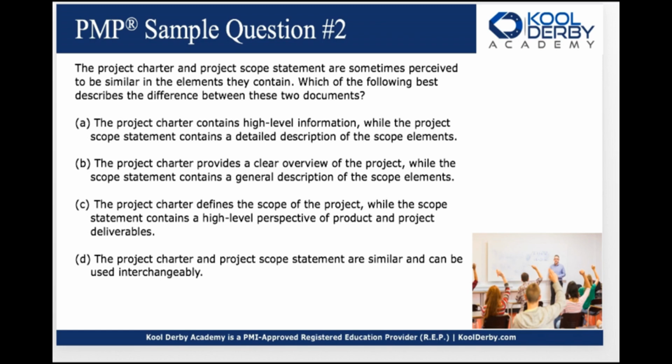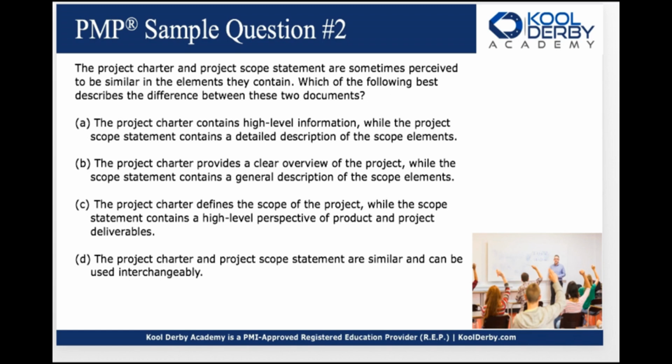So B is gone. C, the project charter defines the scope of the project while the scope statement contains a high-level perspective of product and project deliverables. Well, the project charter defines the scope of the project? That's a leap. It's a high-level perspective. That part is wrong. It's just not right. While the scope statement contains a high-level perspective, no, we already said it contains a detailed perspective. So both elements are wrong in that option. So C is gone.